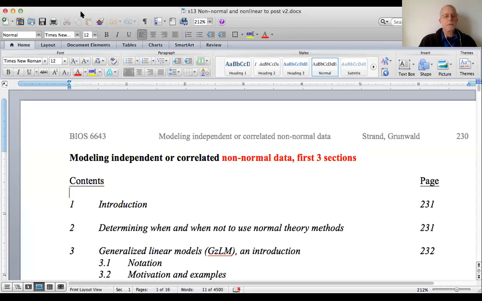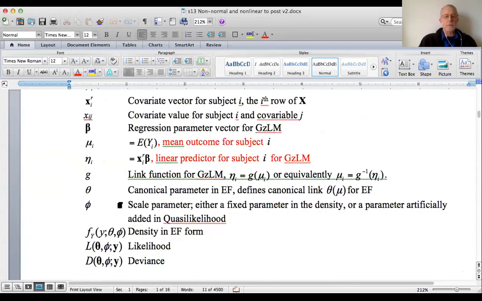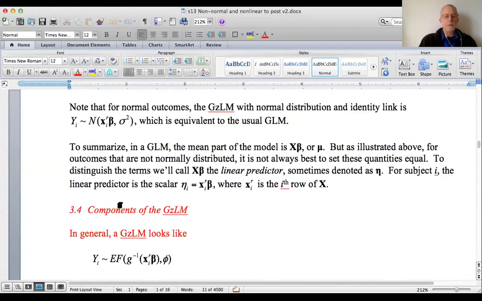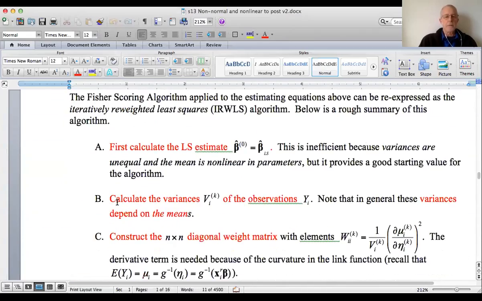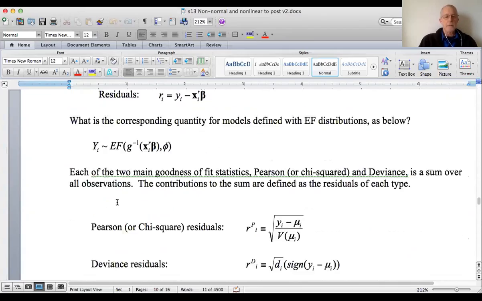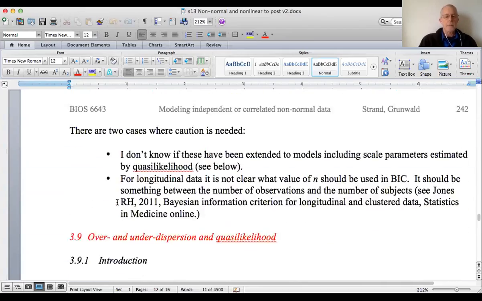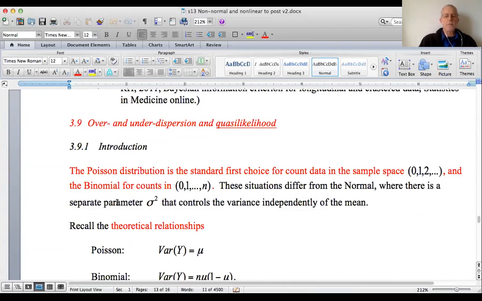Okay, everybody seeing it? Okay, so I'm going to go down here. Okay, 3.9, section 3.9, which looks like page 13.